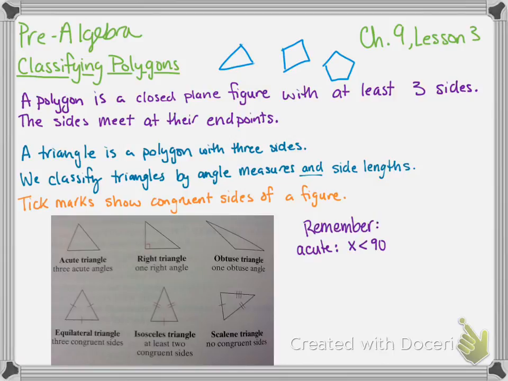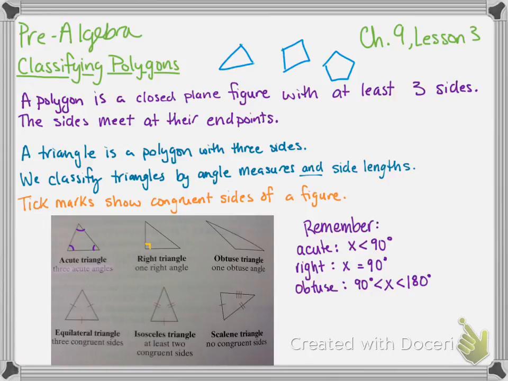Remember that acute is less than 90 degrees, right is exactly 90 degrees, and obtuse is greater than 90 but less than 180. So if we're talking about an acute triangle, it means that all 3 angles are acute. You can have acute angles in other types of triangles, but an acute triangle specifically has 3 acute angles. All right, so there they are.